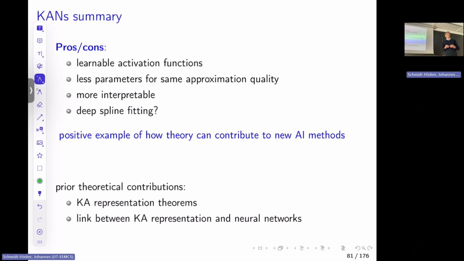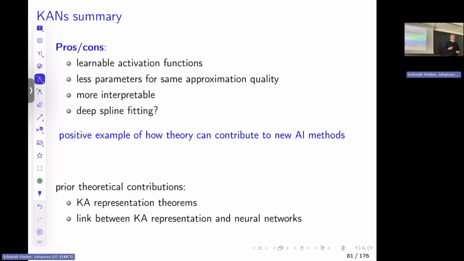You also saw it in their plot, that they start with these Kolmogorov-Arnold networks. That's also a Kolmogorov-Arnold representation. That's also how they name their network structures.